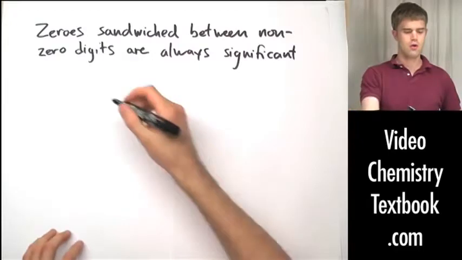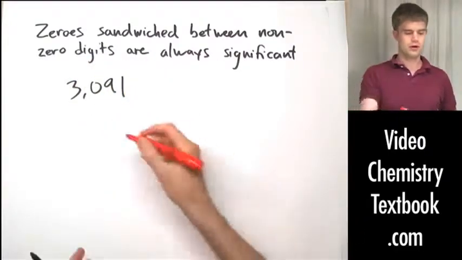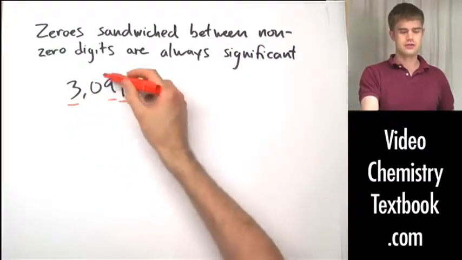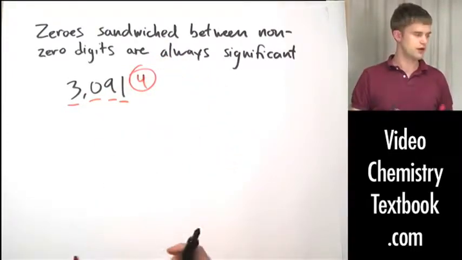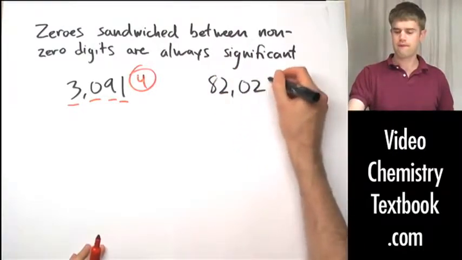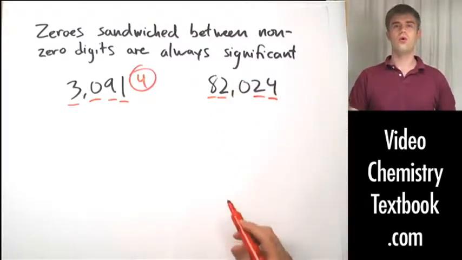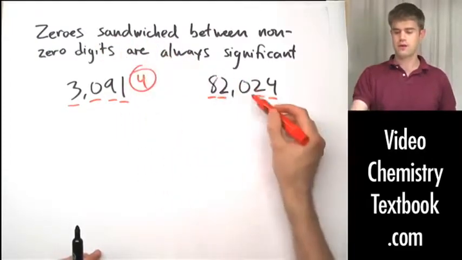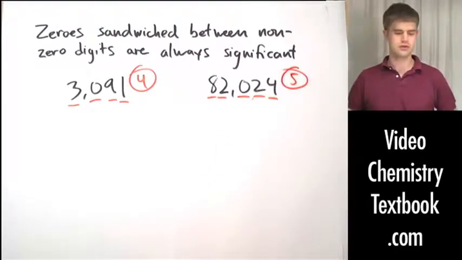Here's the first one. Zeros sandwiched between non-zero digits are always significant. What does this mean? Let's say we have a number like 3091. We know from what we've already learned that the 3, the 9, and the 1 are all significant. And since the 0 is sandwiched between them, it too is significant. So there are 4 significant figures in this number. How about a number like 82,024? Again, 8, 2, 2, and 4 are all significant because they're non-zero numbers, and since the 0 is sandwiched between them, it is also significant. We have 5 total significant figures in this number.